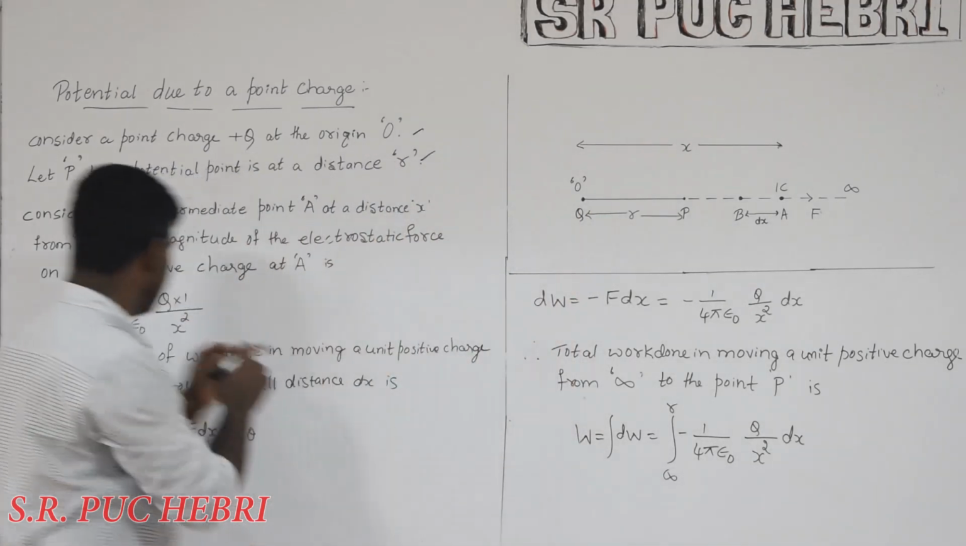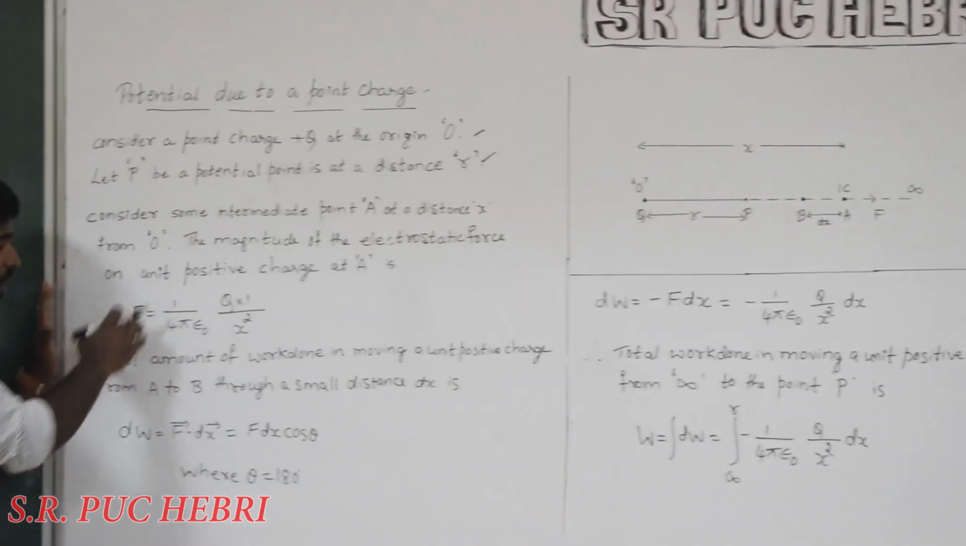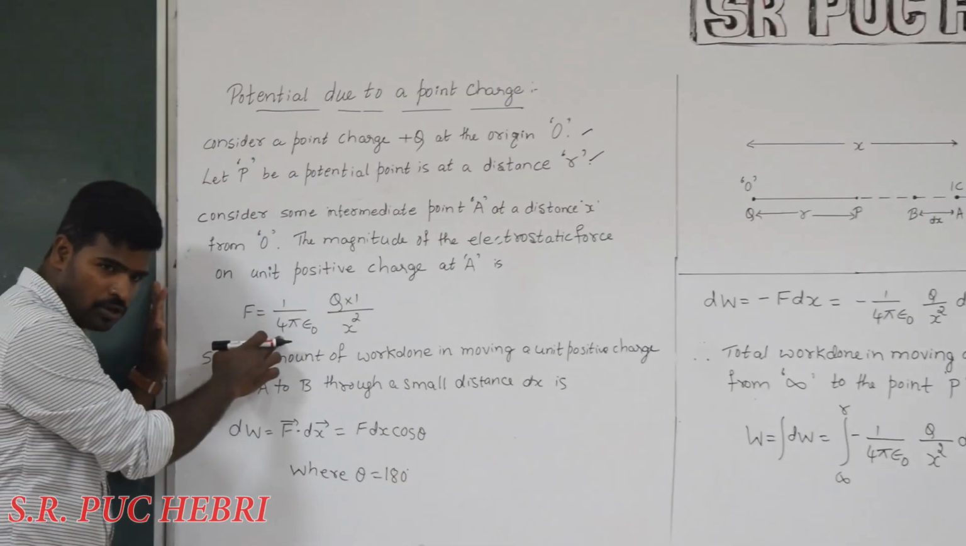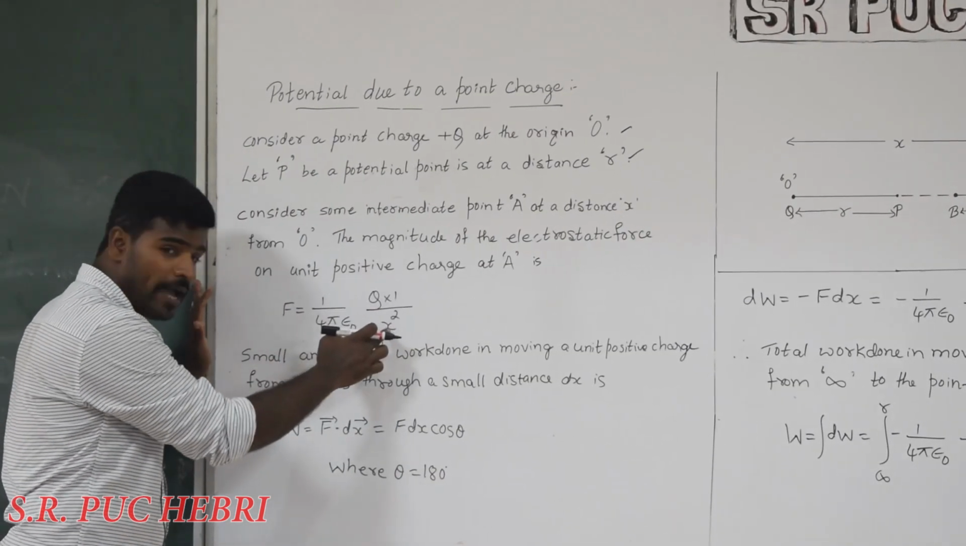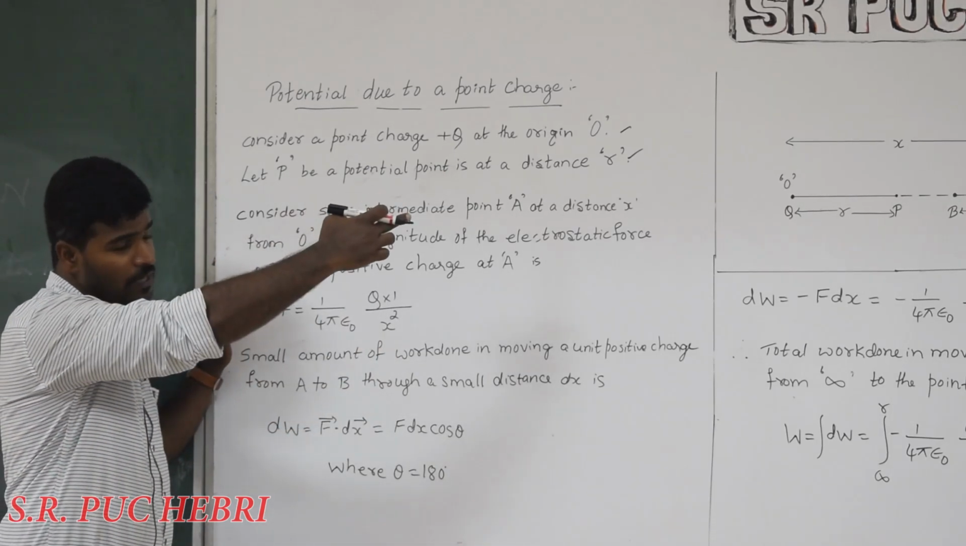Therefore, that force is written by the term according to Coulomb's law. According to Coulomb's law, F is equal to 1 by 4 pi epsilon naught Q1 Q2 divided by R square, as we have written the general equation. Therefore, the distance here we express by x.